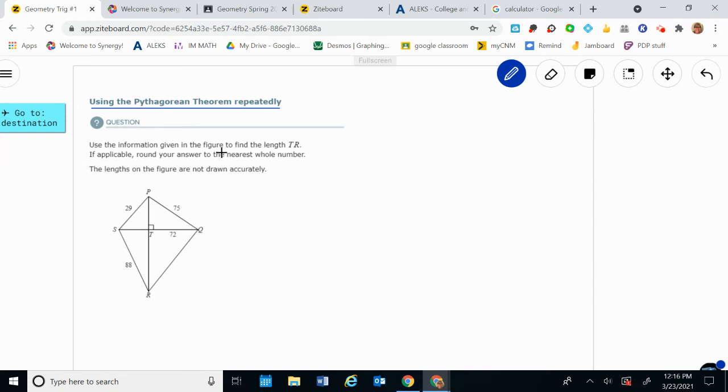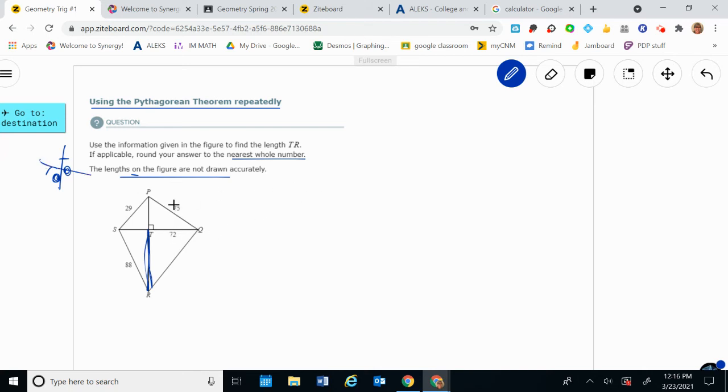It says use the information given in the figure to find the length TR. So we're looking for this right here, TR. If applicable, round your answer to the nearest whole number. Nearest whole number is sometimes hard for people, so let's make sure we do that. The lengths on the figure are not drawn accurately. That's really important. That tells me don't use your eyes, don't use your common sense.